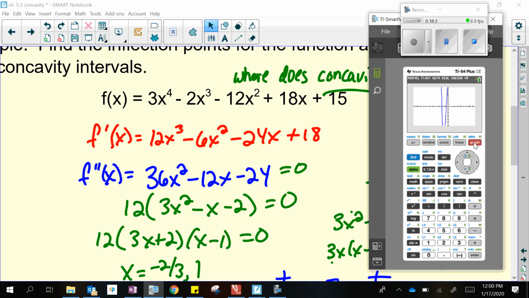Now, if I graph it. All right, now I'm going to zoom. What do I do here? I'm going to zoom. Hang on a second. Hang on, Katie.